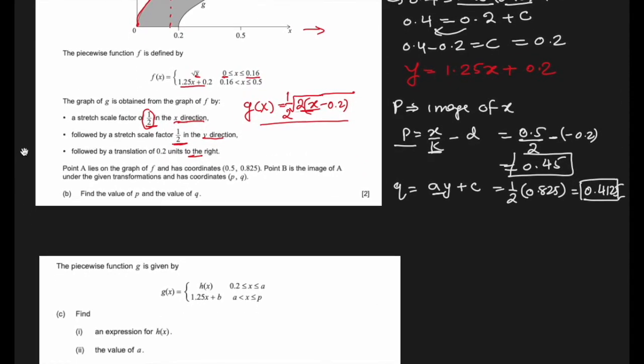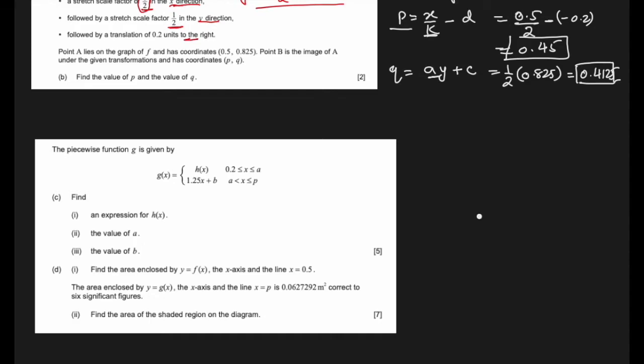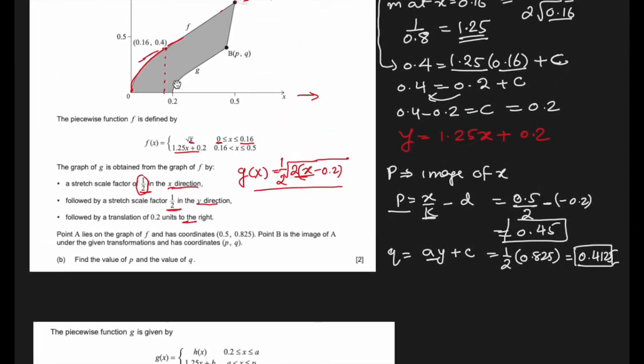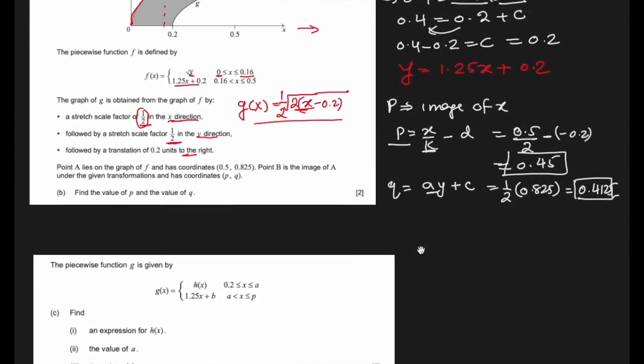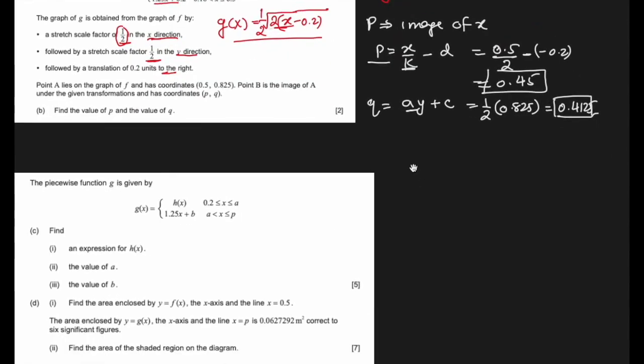P is equal to 0.45 and Q is 0.4125. Okay, we have the next part also for this, which is the piecewise function g given by h(x). That particular function is also in two parts. So from 0.2 to a certain place, it is h(x). And because this is that curved graph here, that means h(x) is what we got for g(x).